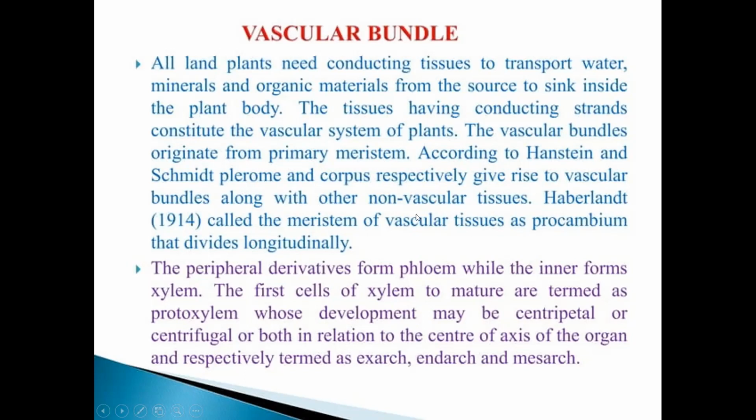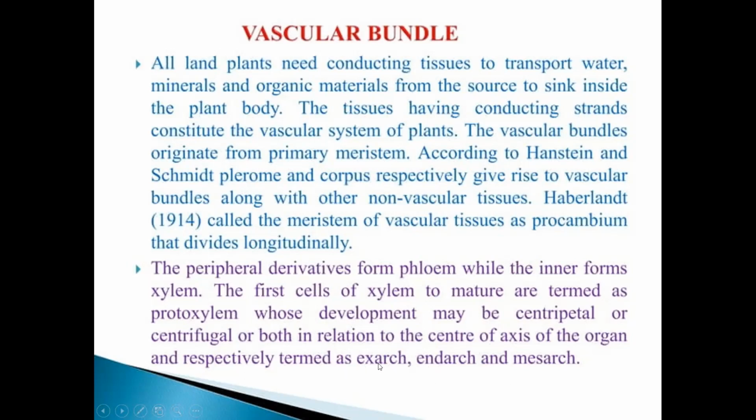Haberland called the meristem of the vascular tissue the procambium. According to Haberland, the vascular tissues originate from the procambium, which divides longitudinally. The peripheral derivatives form the phloem while the inner ones form the xylem. The first cells of the xylem to mature are termed the protoxylem, and the later developed cells are called the metaxylem. According to this arrangement, again they are exarch, endarch and mesarch.